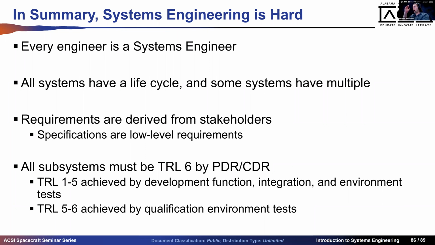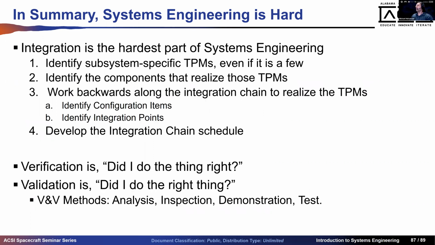The goal is for us to get to technology readiness level 6 by PDR for all components that are not technology demonstrations. That's for a NASA mission. TRL 1 to 5, analysis and development testing. TRL 5 to 6, qualification environmental testing. Always. That is the definition of those technology readiness levels. TRL 7 and 8 are a little squirrely with their definitions. Go to, I think it's Appendix F of NPR 7123.1C.